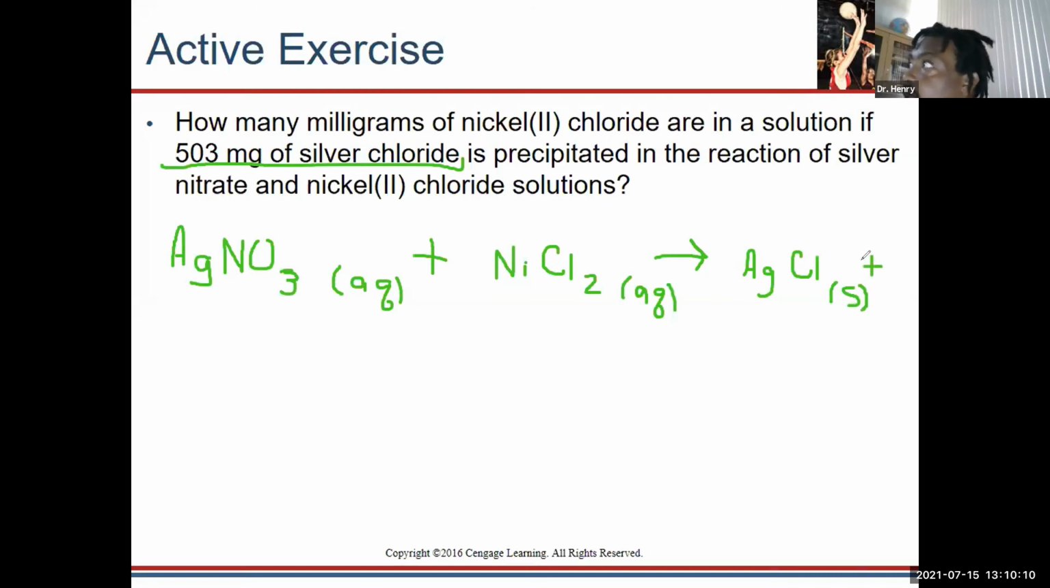Okay, and what is going to be the other product? What should be first? It should be nickel, right? It's the metal first. Running out of room here. And let me drag this over.